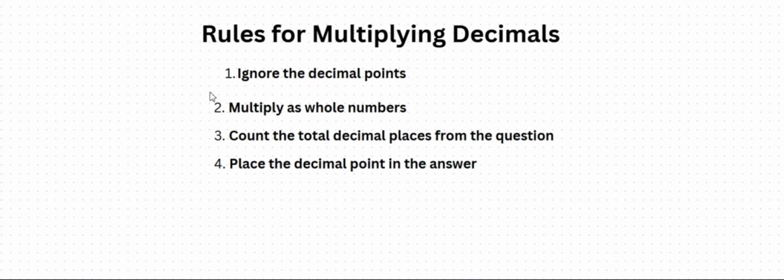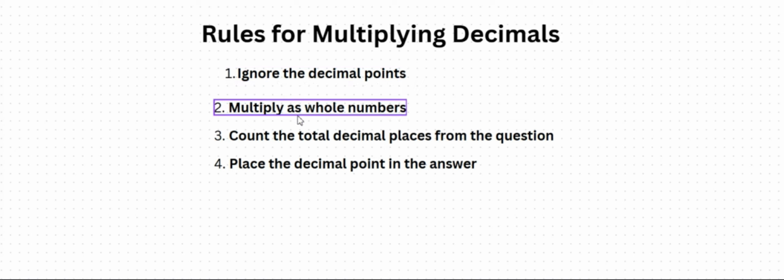Today we are going to learn how to multiply decimal numbers. Come with me. Here are the rules. For you to multiply decimal numbers, the first thing you need to do is to ignore the decimal points. Assume the numbers do not have decimal points.